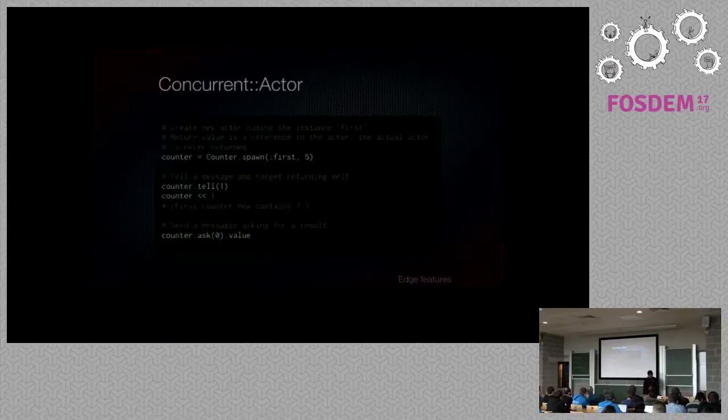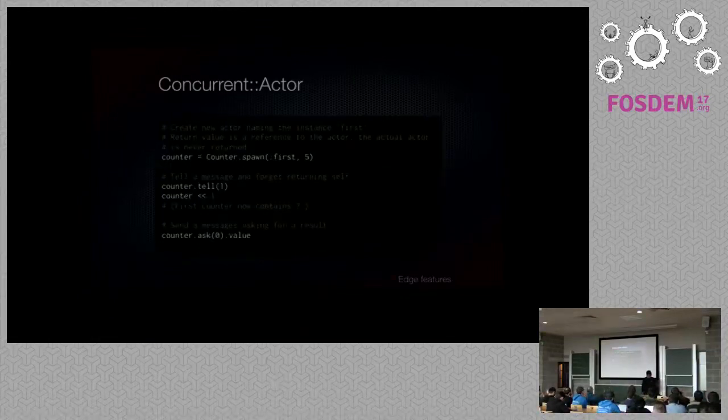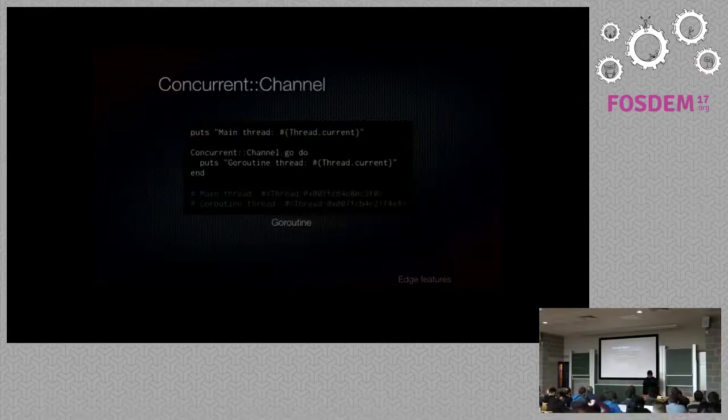So this is an example of an actor. We create an actor context. This counter is the actor class, and on message is where we act on a message. The actor has an inbox, and when we receive a message, we process that message. Here we can create a named actor, and then we send a message to it, and then we see what the value of the actor is.